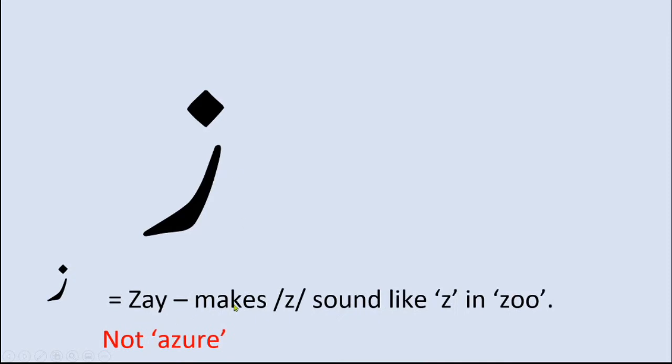Now look at this letter. Right? Now it's like an angle which is slightly bigger than a right angle and a dot on top. This letter is called Z. It makes Z sound like Z makes in the word zoo. Now Z has more than one sound in English. We know that, like azure. But Z always gives you Z sound in Urdu.